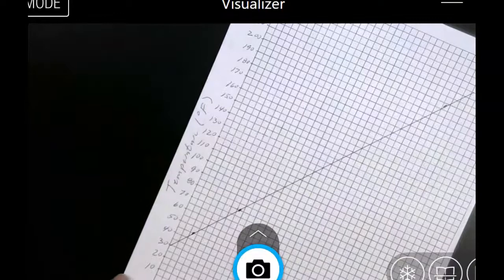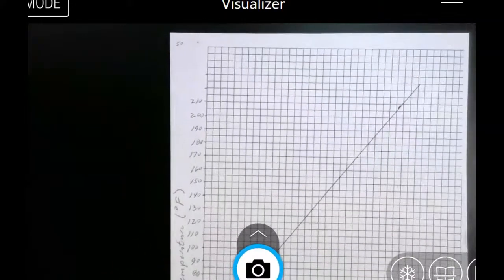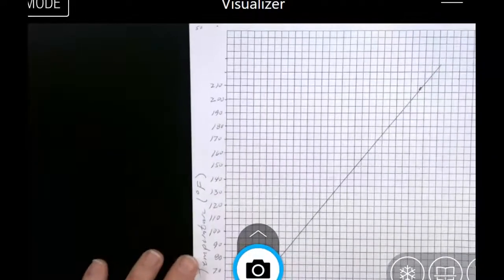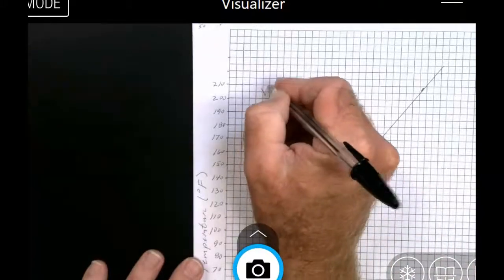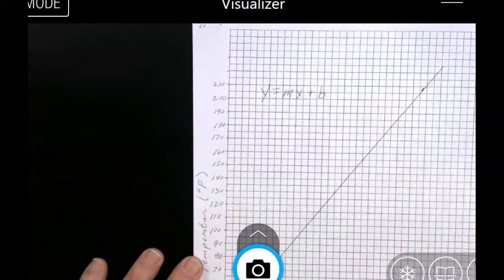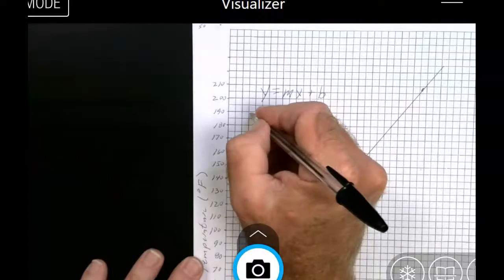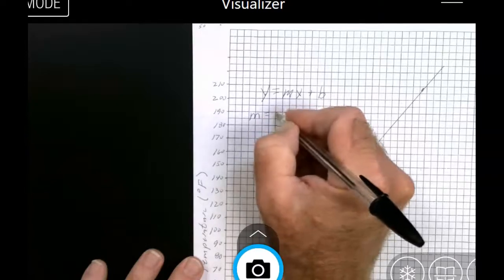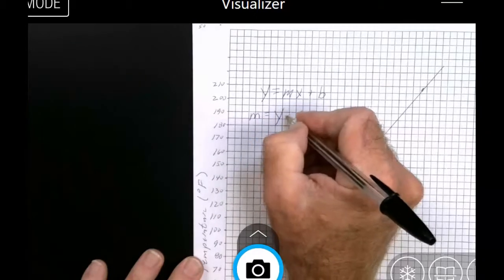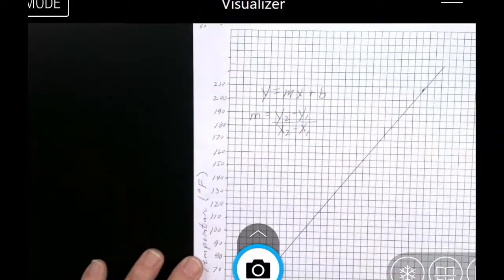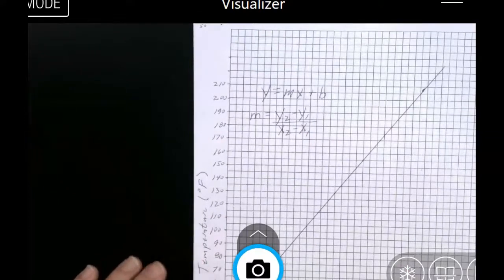Okay, now I have my best fit line. Now I want to find the slope of this line. You know from algebra class that any line has a formula. Y equals mx plus b. And you know that m is the slope. So m is the slope, and you find the slope by taking the change in y, so y2 minus y1 over x2 minus x1. Okay, so I want to pick 2 points on my line to find the slope.